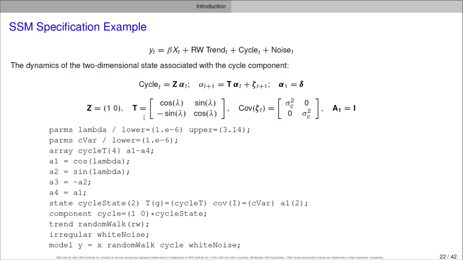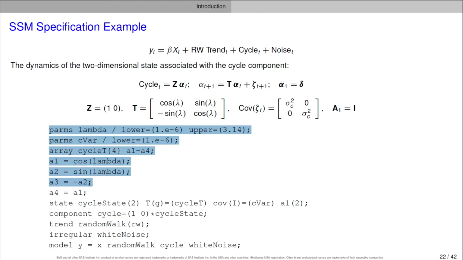Then we define the transition matrix T, the 2 by 2 matrix, as an array of 4 elements, A1 through A4. And in PROC SSM, when an array defines a matrix, it's read row-wise. So A1 and A2 define the first row, and A3 and A4 define the second row. A1 is cos lambda, A2 is sin lambda, A3 is minus A2, and A4 is A1. So the transition matrix of the cycle component is defined using these programming statements.